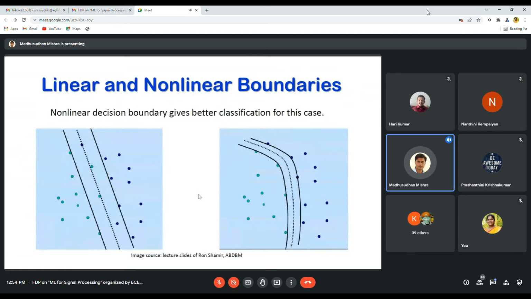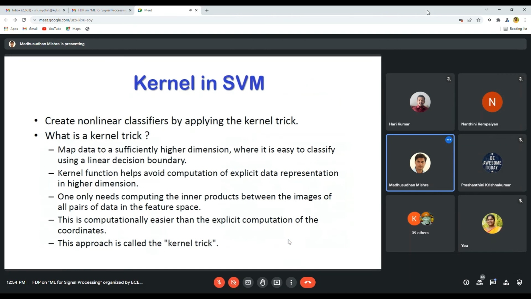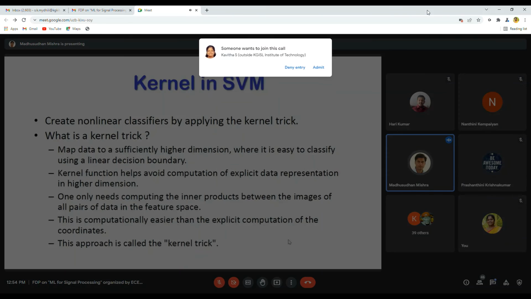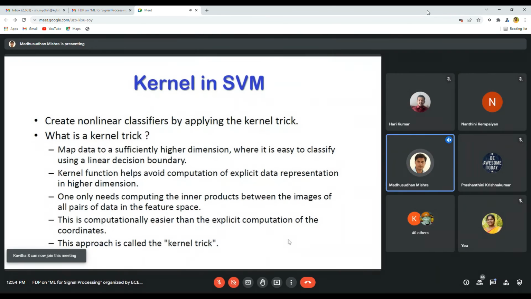And sometimes if the boundary is linear, then it's fine, but sometimes we may need a non-linear boundary. In that case there is the concept of a kernel. The kernel in SVM creates a non-linear classifier by applying the kernel trick. It maps the data to a sufficiently higher dimension where it is easy to classify using a linear decision boundary.